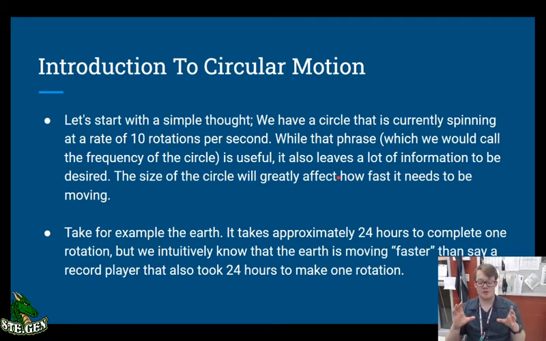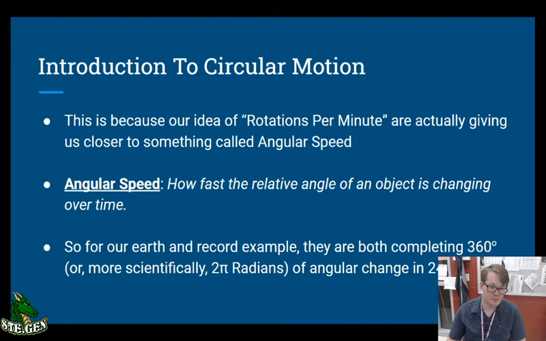But a record player rotating at that speed would be abysmally slow. But we know that the Earth is actually rotating at a speed that equates to thousands of miles an hour. So it has to do with the fact that the distance it's covering to make that full rotation on a record compared to literally the Earth is a lot bigger. So rotations per minute is actually giving you something closer to what is called angular speed.